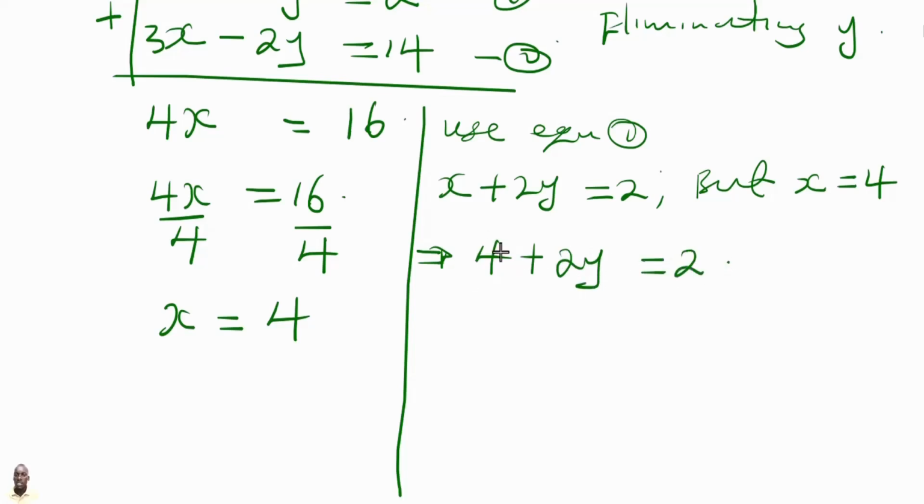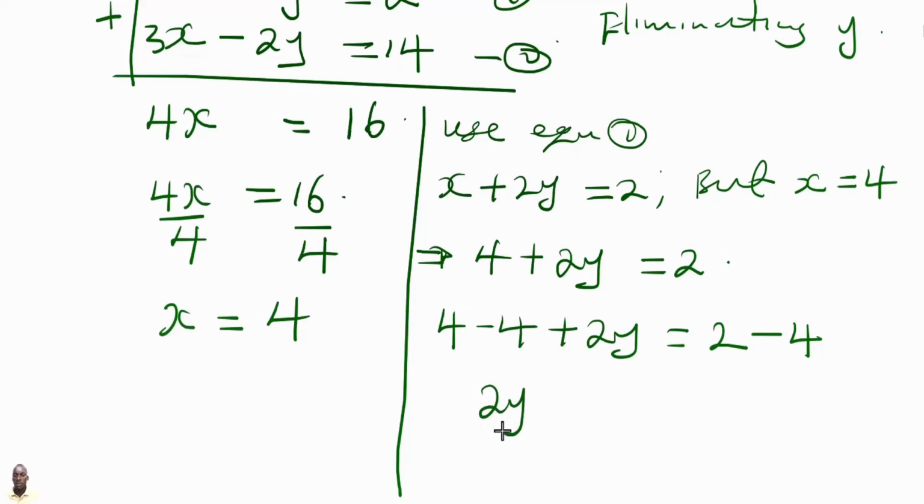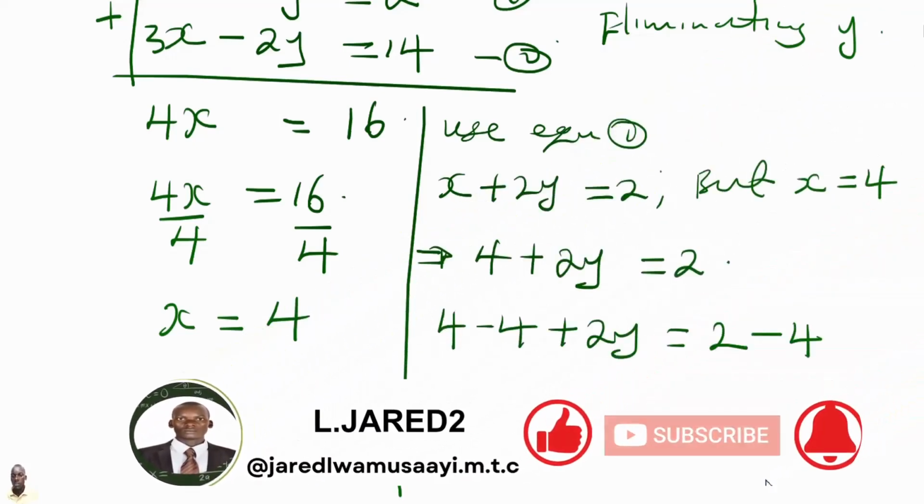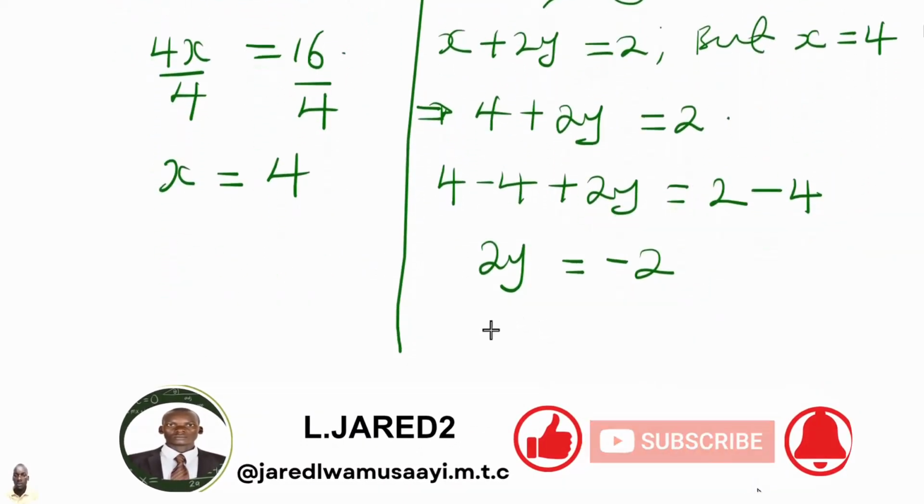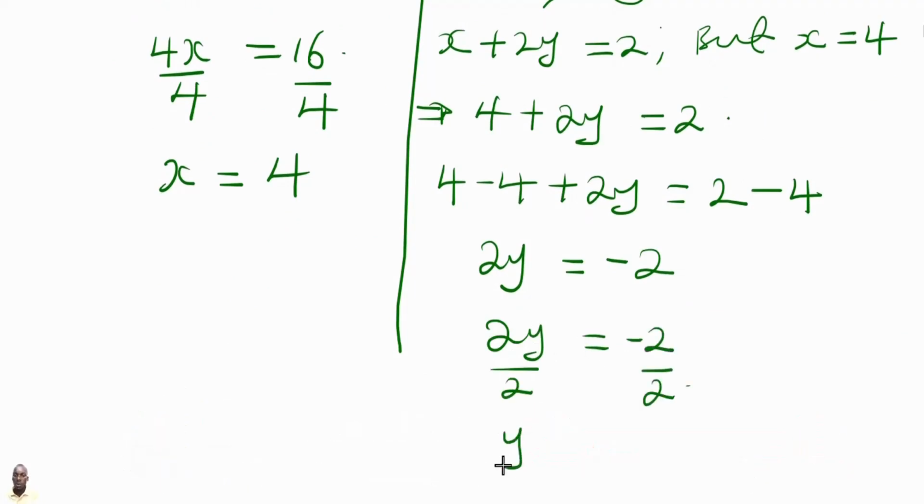Let us take this 4 on the right hand side. We are going to have the 4 take away 4, plus the 2y equals 2 take away 4. So this and this cancel out, and we remain with the 2y on the left hand side being equal to 2 take away 4, which is negative 2. To make y the subject, we simply divide through by 2 on both sides. So our y value comes to be negative 1.